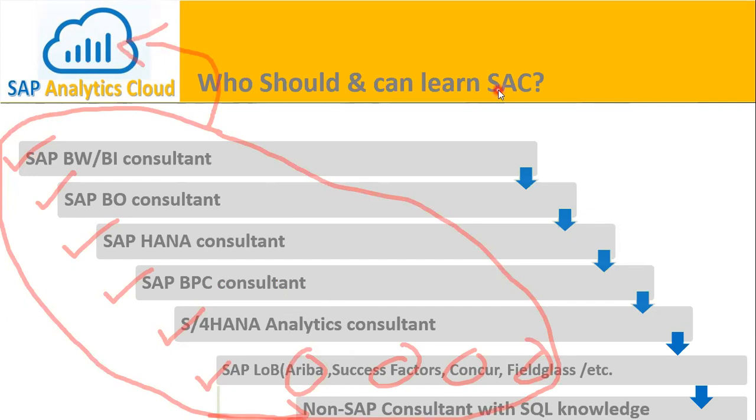These are the teams, and these are the projects currently running. Not only teams, we should be learning. These are the projects which are already in the implementation stage. Why should the BW team learn? Why should the BO team learn? We will discuss that going forward.